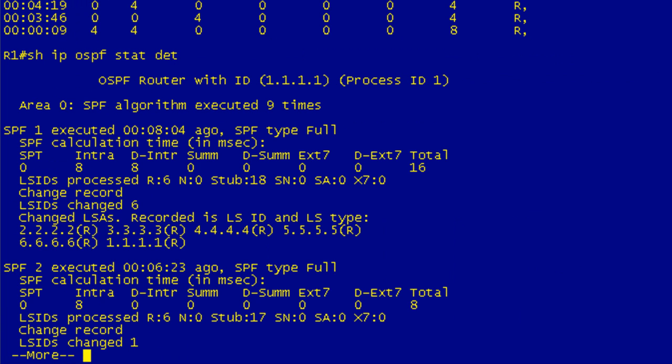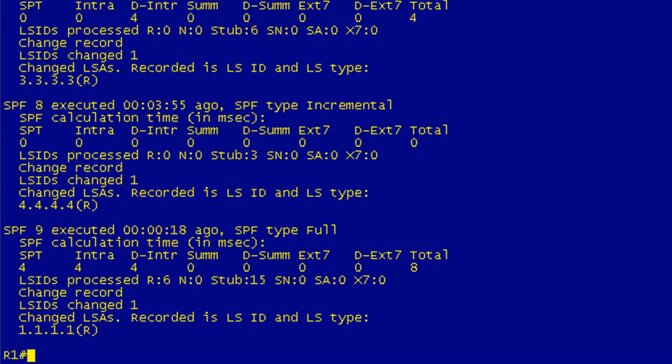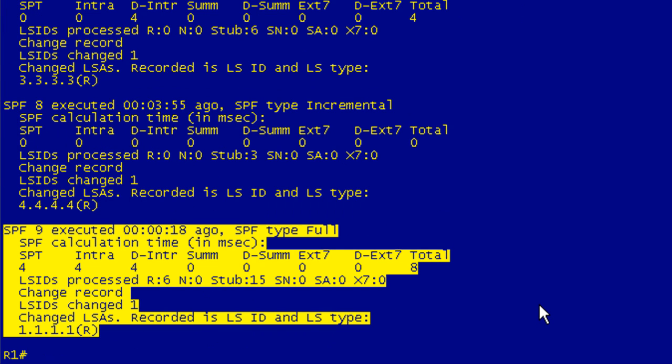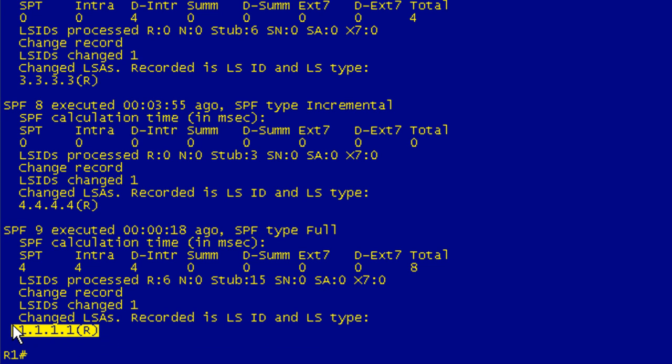And now let's go ahead and take a look at the details. So we're going to look at SPF 9. Here's what we're looking for. We made a change on our router. We are the router where the LSA change was made. And we see this here because we've got our quad ones. That's our router ID here. And because we were the router where the change was made, the SPF type is full, even though we have ISPF enabled. So keep that in mind.